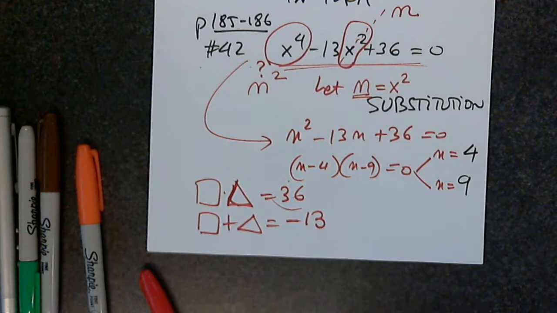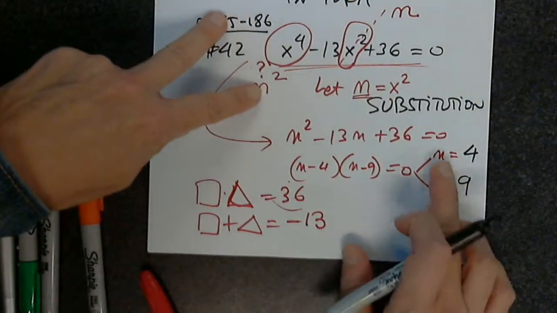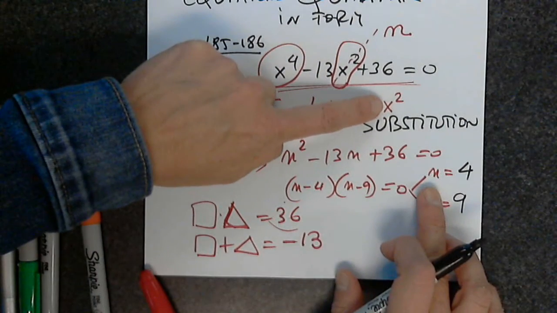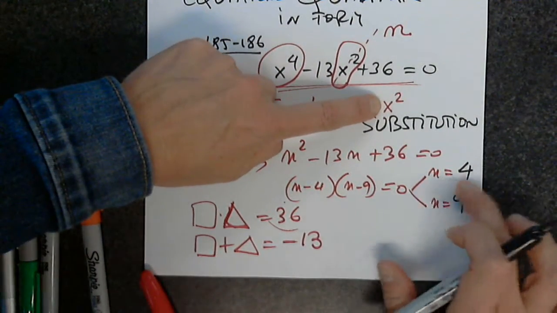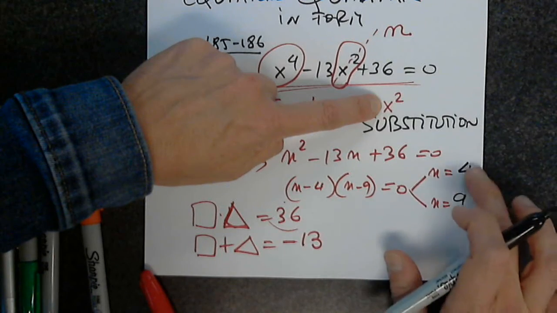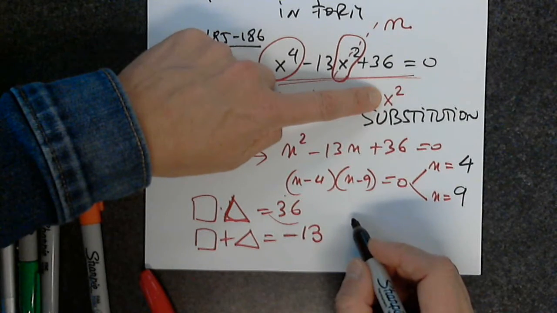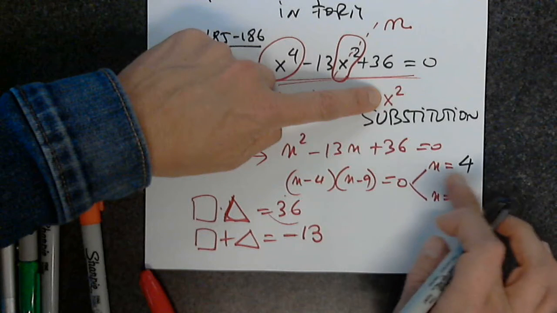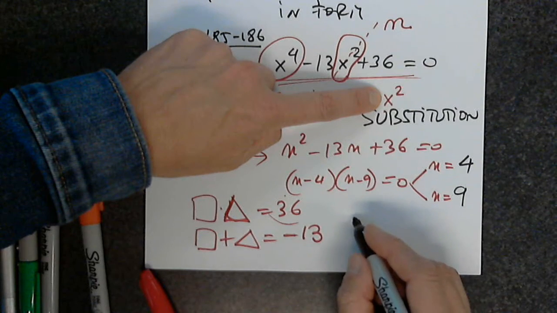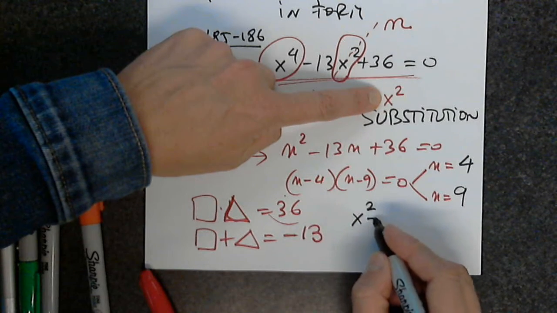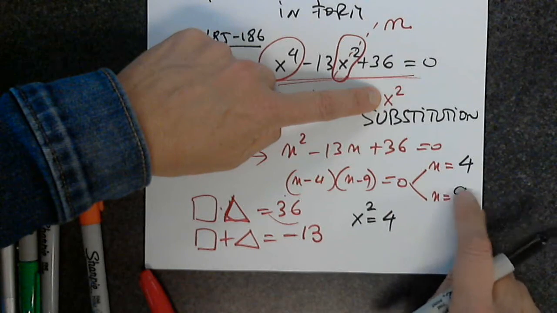This is our creation, our n. But now I have to go back and replace n by what am I replacing n with? So this is a new equation that I have to solve. Can anyone dictate the new equation that comes from here? Yes, x squared equals? Very good.